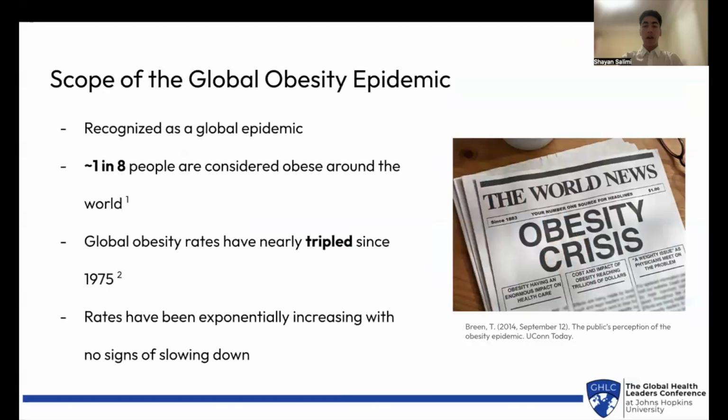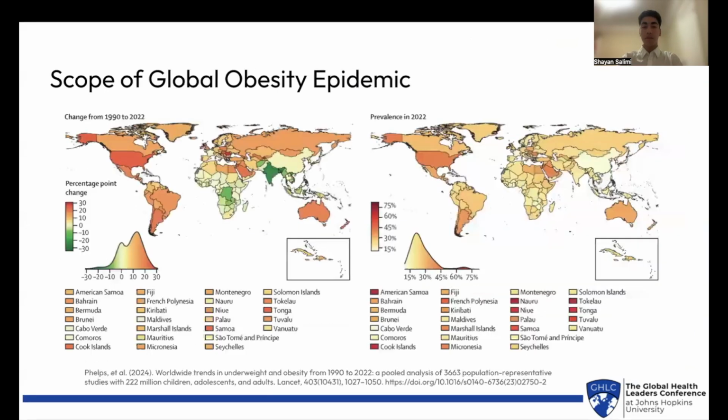Over the past few decades, obesity has rapidly transformed into a global issue, even being labeled as a global epidemic by the WHO. Around 1 in 8 people are considered obese globally, which is around 13% of the global population. And this percentage is a result of the rates nearly tripling over the course of half a century. And the worst part is that these rates have shown no signs of slowing down, but instead are continuing to grow at unprecedented rates. This figure from the Lancet depicts both the change in obesity rates from 1990 to 2022, as well as its current state as of 2022.